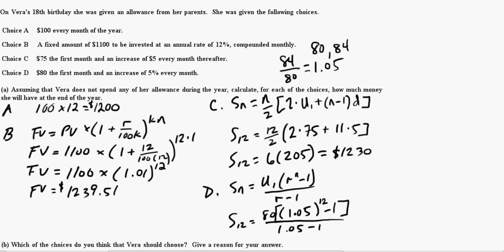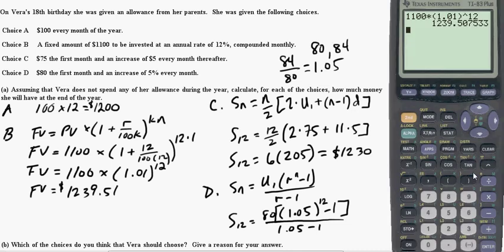So we'll break out the calculator here, clear it out, and get 80 times 1.05 raised to the 12th power minus 1. That's going to be some big number, probably 63.66. Fine. And then 1.05 minus 1 is just 0.05, so we're going to divide it by 0.05.